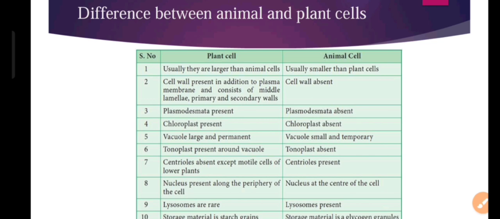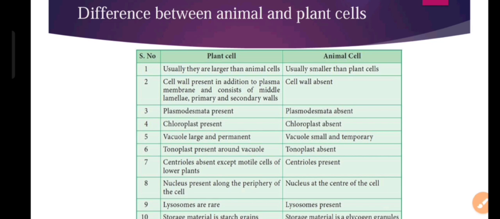And then in the plant cell, chloroplast is present, which is a pigmented substance. In the animal cell, we can't notice any chloroplast. Chloroplast is absent. In the plant cell, vacuoles are large and permanent, but in the animal cell, vacuoles are small and temporary. And then the tonoplast is present around the vacuoles. So vacuoles are surrounded by what? Tonoplast. In the plant cell we can notice a large number of vacuoles, right? That is why we can notice the tonoplast. But in the animal cell, the tonoplast is absent.